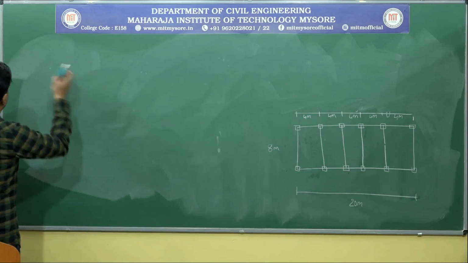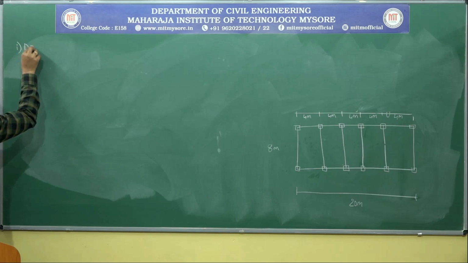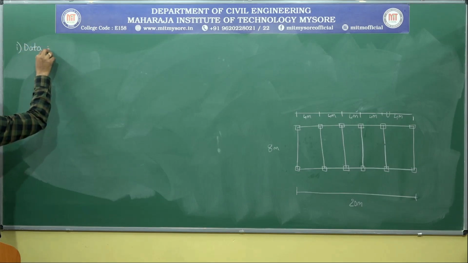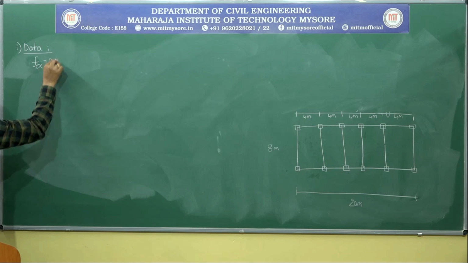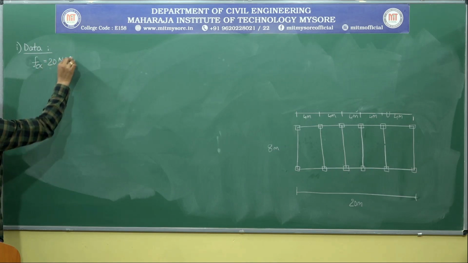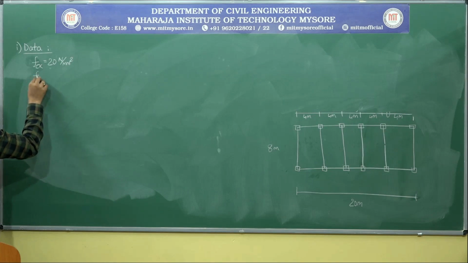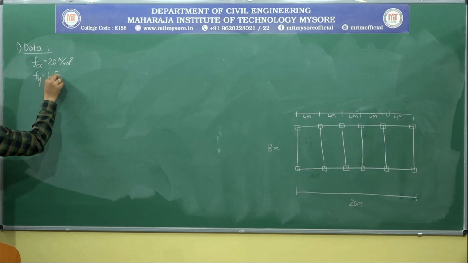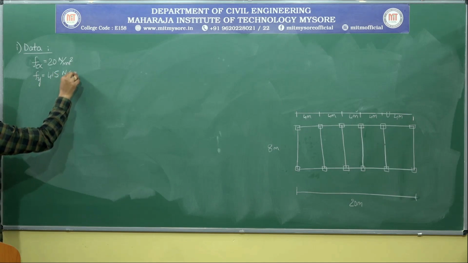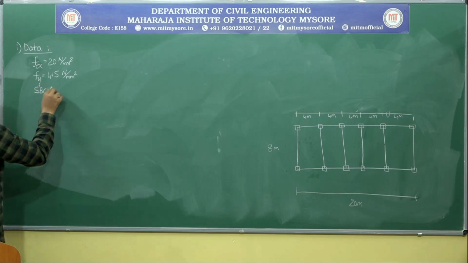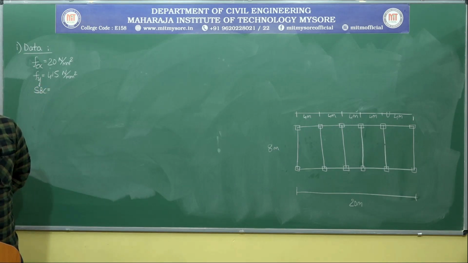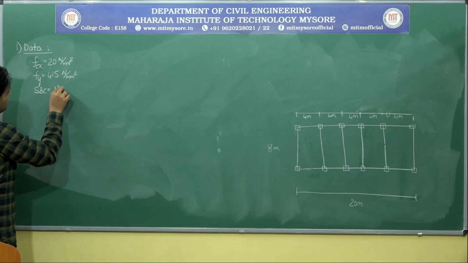Now the first step, as usual, is the data part. What are all the data that they have given? They have given M20 grade concrete. What do you mean by M20 grade? It is nothing but fck, 20 Newton per mm square. Then they have given the grade of steel, fy, which is 415 Newton per mm square. Next they have given the SBC of the soil. I think it's 120, yes, 120 kilonewton per meter square.